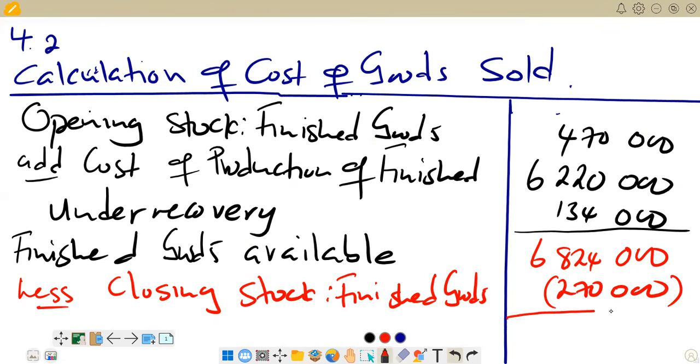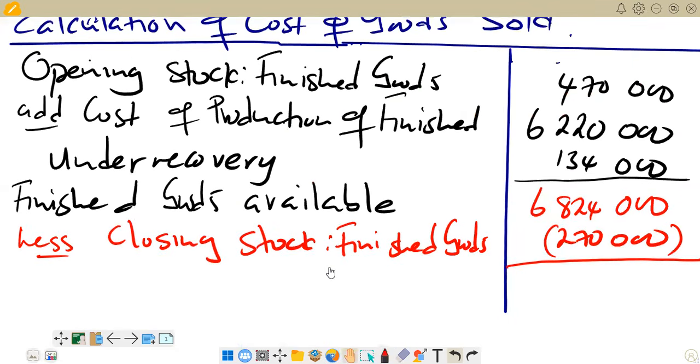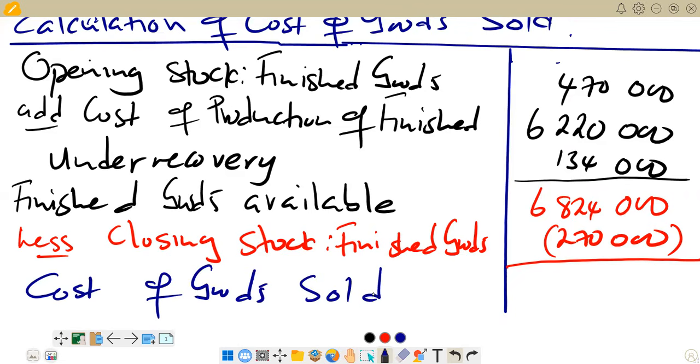Then when we subtract this one, that's when we are going to find the figure that we are looking for, which is the cost of goods sold. So we say 6,824,000. We subtract 270,000. We get 6,554,000. So this now marks the end of the calculation of cost of goods sold. This is the figure that we were looking for. So this marks the end of this question 4 from June 2021.